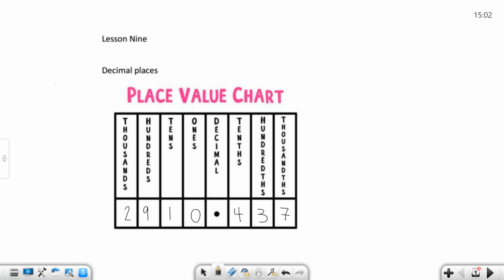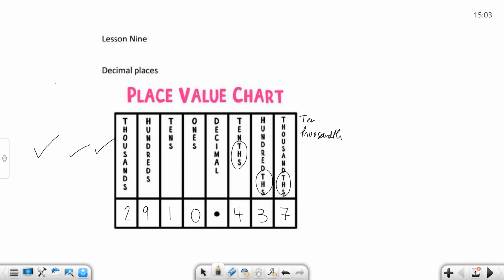437 thousandths. Let me say that again: 2,910 and 437 thousandths. So you'll see that you have thousandths and hundredths and tenths. Now they also keep going. Your next one would be 10 thousandths and then 100 thousandths. And of course it keeps going here: 10,000, 100,000, million, and so forth.